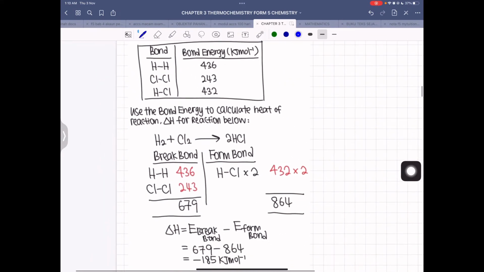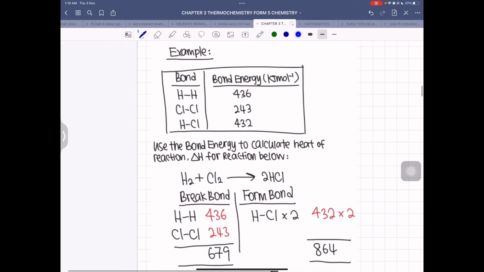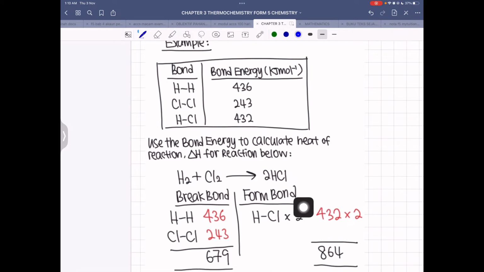So sometimes the question can come out like this. Use the bond energy to calculate the heat of reaction. So the heat change for the reaction is as below. So let's see. So here we have hydrogen plus chlorine equals hydrochloric acid. Do you see? Hydrogen has a bond between hydrogen and hydrogen. So it must be 436 plus. And this is chlorine and chlorine also. So 243. That's the left side. Okay, this to break the bond is 679.